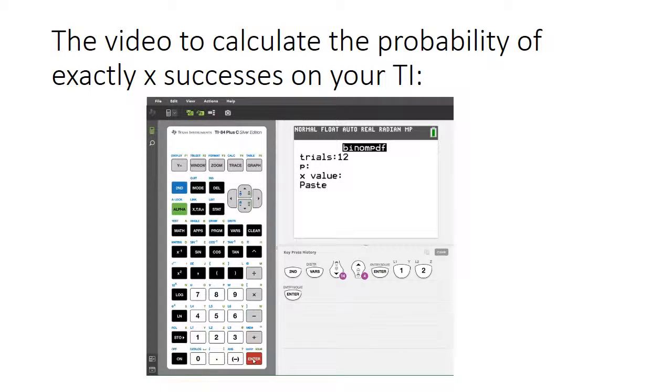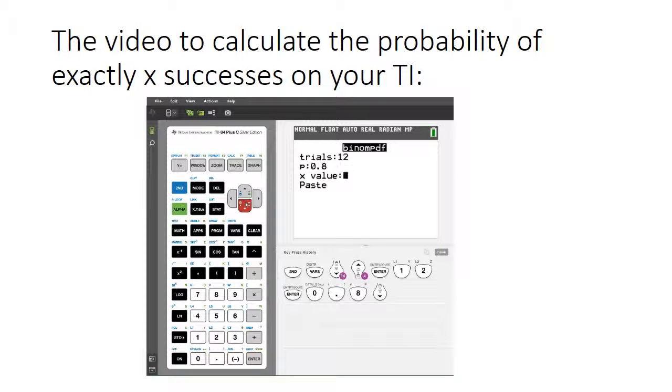Our p-value, the probability of success, is 0.8 because 80% of the people we could choose from are Mexican Americans. So we have an 80% or a 0.80 probability of selecting a Mexican American for each member of the jury. And then we want our X value.